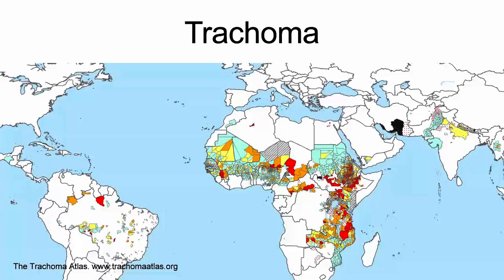Trachoma is found in poor rural communities typically throughout Africa, Asia, the Middle East and Latin America, as this map shows, and typically occurs where people live in overcrowded conditions and where there is poor sanitation and limited access to water.